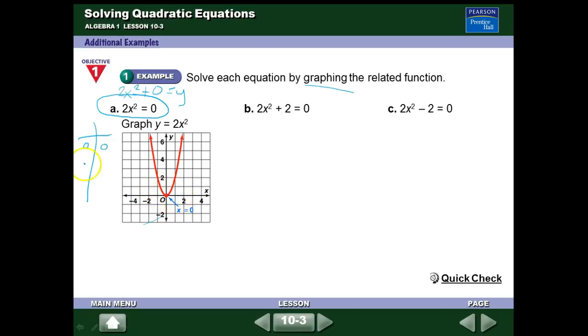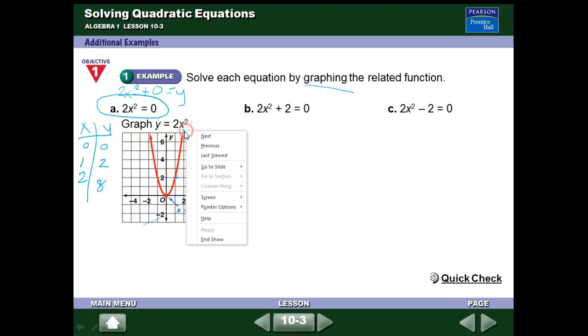Now let's go over 1. Let's put in 1 for x. 1 squared is 1. 2 times 1 is 2. So 1 over, up 2. Next one is 2. Plug in 2 for your x. 2 squared is 4. 4 times 2 is 8. So go over 2 and up 8, which is here.